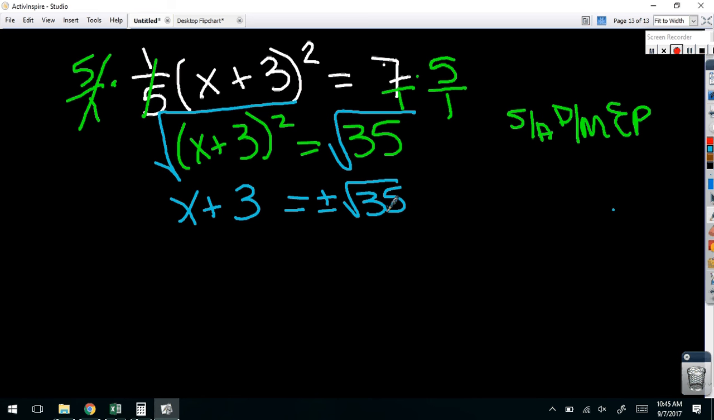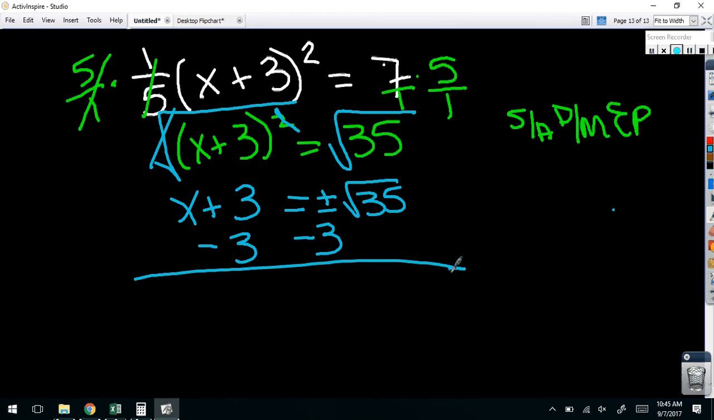I square rooted. If you can't do it, write it, okay? And what I mean by that is, whenever I subtract the 3, I can't subtract 3 from square root of 35 without getting decimals and all. So I just write it on the side, absolutely. So look how easy that problem turned out to be.